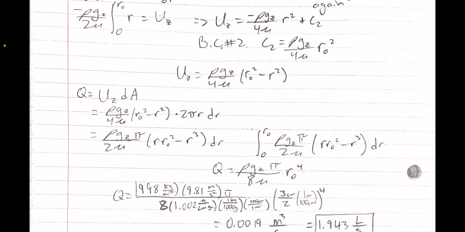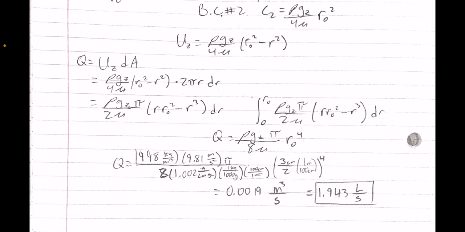And then finally, with this profile, we can solve for the volumetric flow rate by doing Uz times dA, and in this circular tube scenario, dA is 2 pi r dr. So 2 pi goes with the constants outside the integral, and then you multiply an r to add another exponent. When you integrate, you get the volumetric flow rate is equal to rho gz pi over 8 mu times R naught to the fourth. Plug that in, and you get 1.94 liters per second, which is a substantial amount of liquid flowing through.